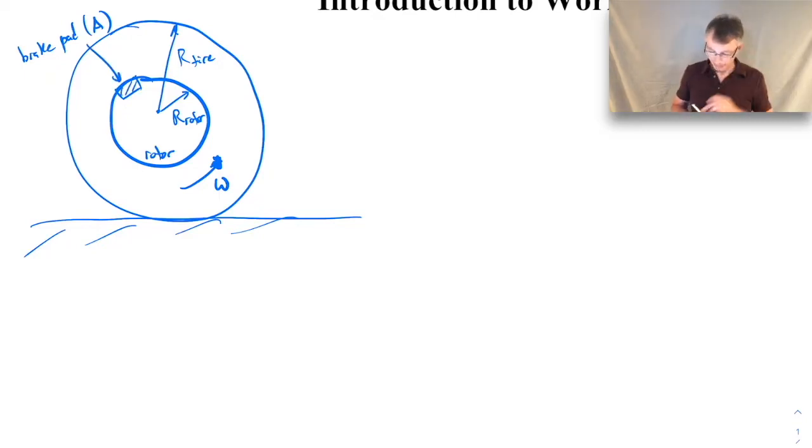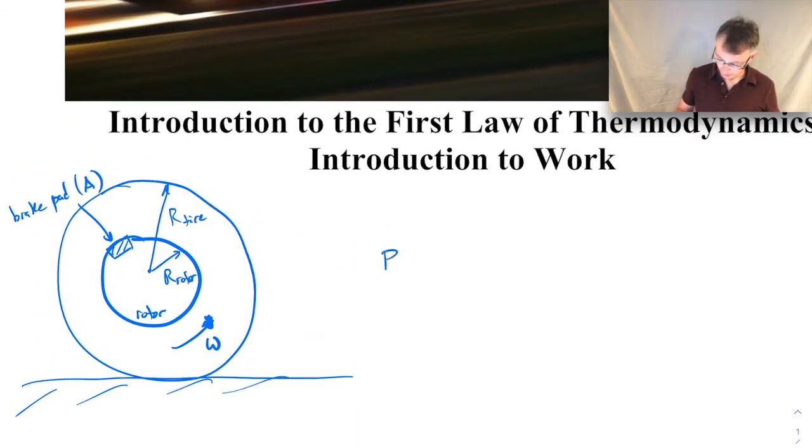Okay, so what I want to do is calculate the amount of power applied to the rotor when we step on the brakes. I want to calculate how much power is being generated, and I'm going to do it for some typical conditions. The radius of a tire, a typical radius might be something like 8 inches. For the radius, the diameter would be 16 inches.